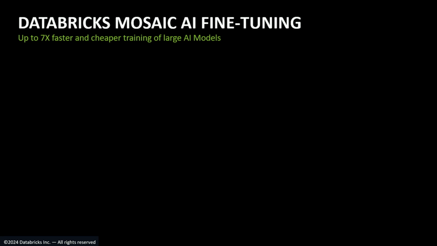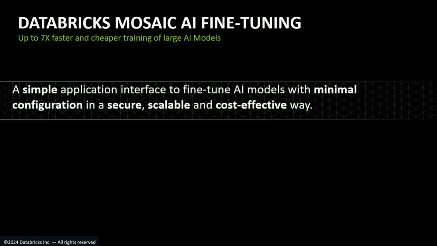So Mosaic AI fine-tuning is essentially a very simple API that you get with minimum configurations needed. So forget about those knobs and whistles that I mentioned, right? No batch sizes, nothing. Very minimum configuration so that you can fine-tune AI models, not just large language models, but other models as well, in a very secure, scalable, and cost-effective way.